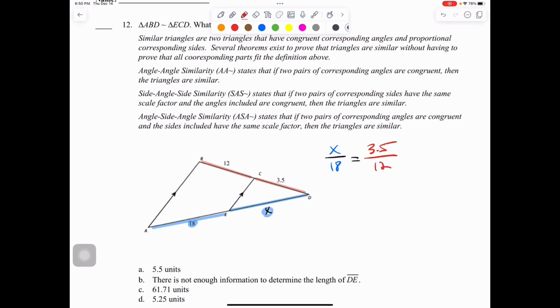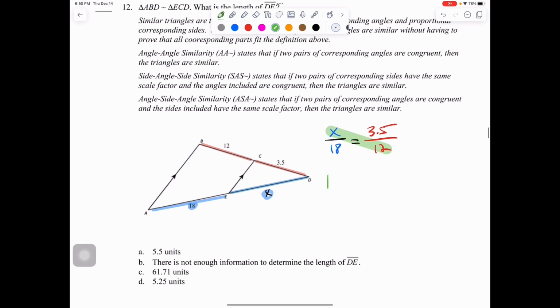From here, again, we will just cross multiply. Again, I like to start with the variables. 12 times x gives us wonderful 12x. We will set that equal to, amazing job. Let me get my brown highlighter out.